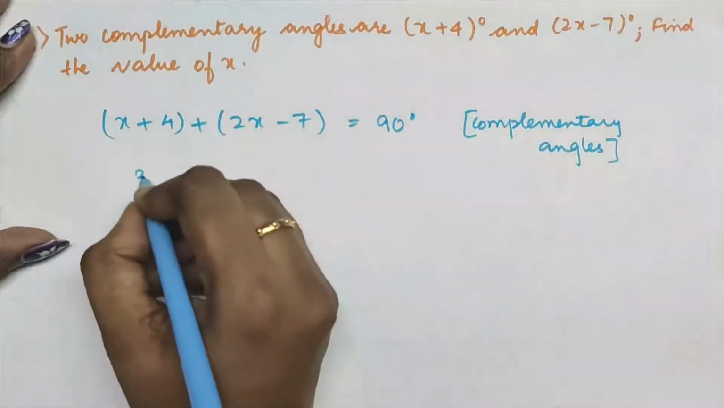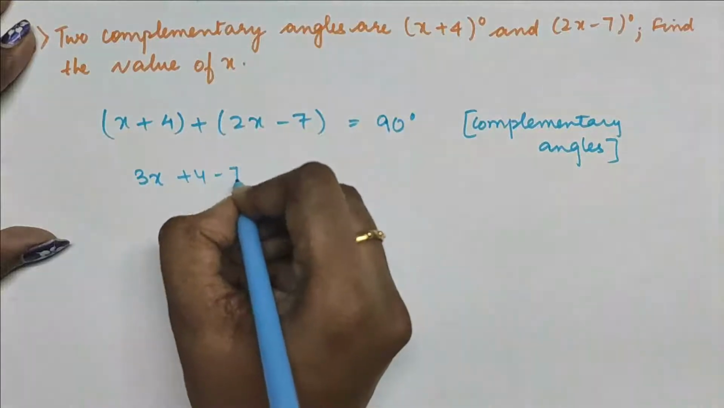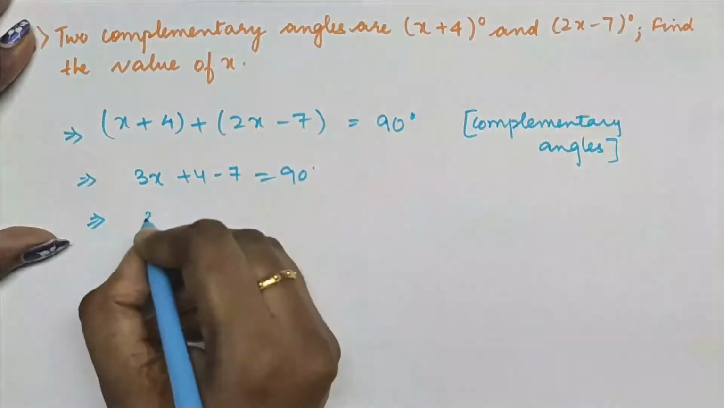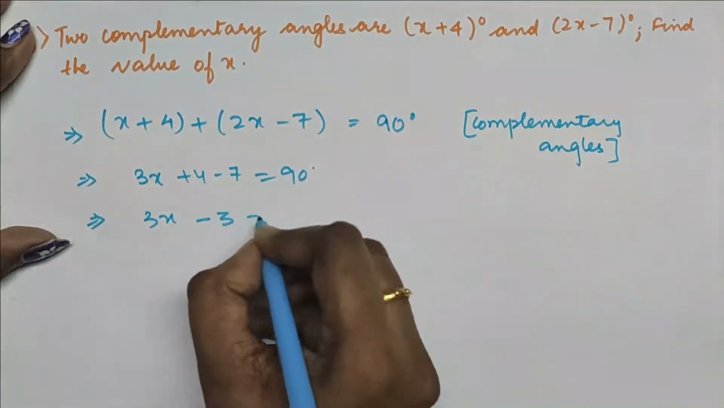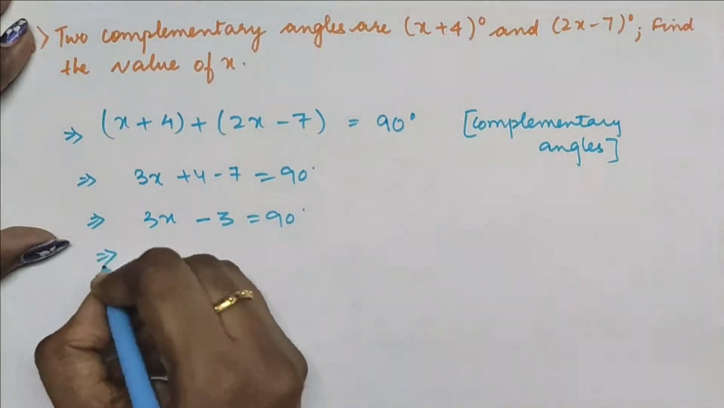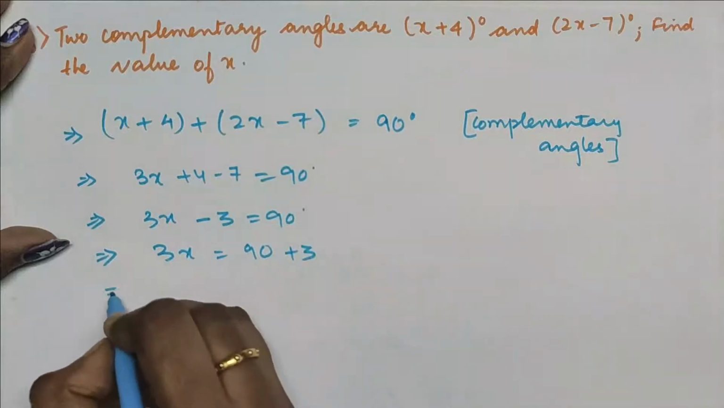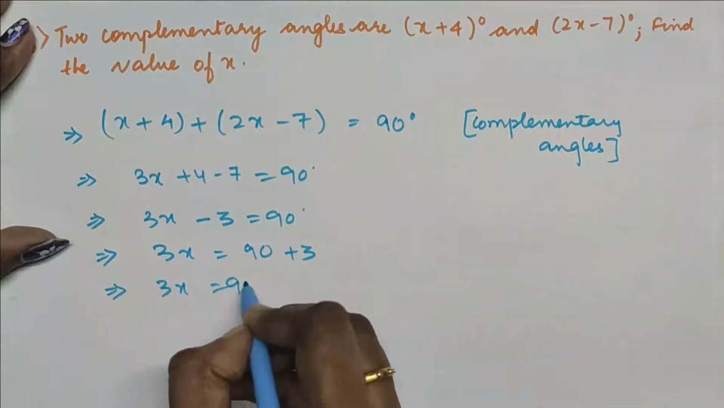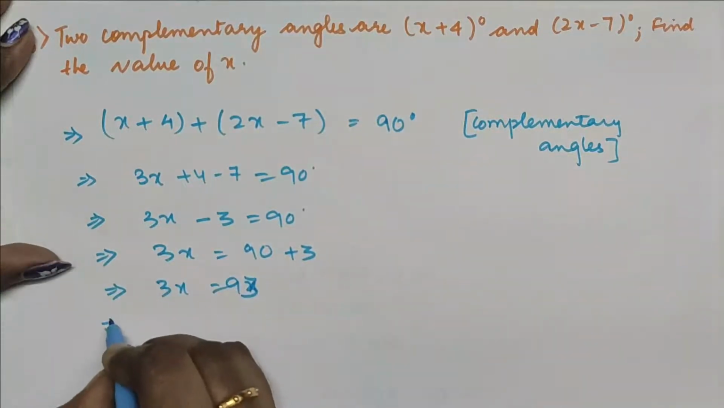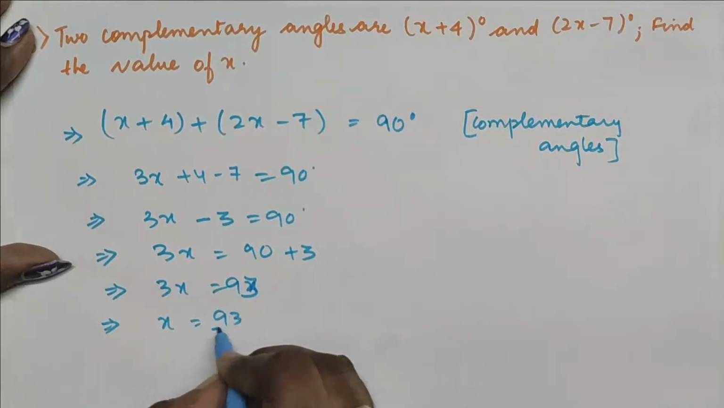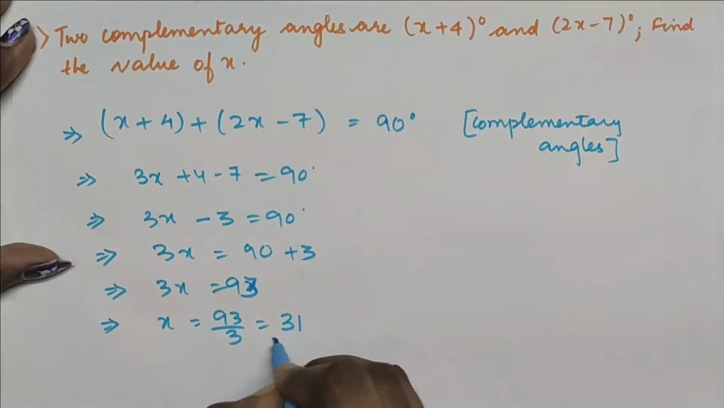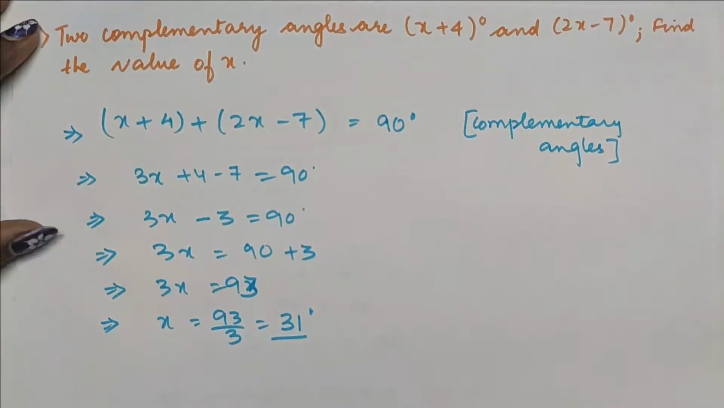So here you are going to get 3x plus 4 minus 7 equal to 90 degree, which is equal to 3x minus 3 equal to 90, 3x equal to 90 plus 3, and 3x equal to 93, which is equal to 93 by 3, that is 31. So x is equal to 31.